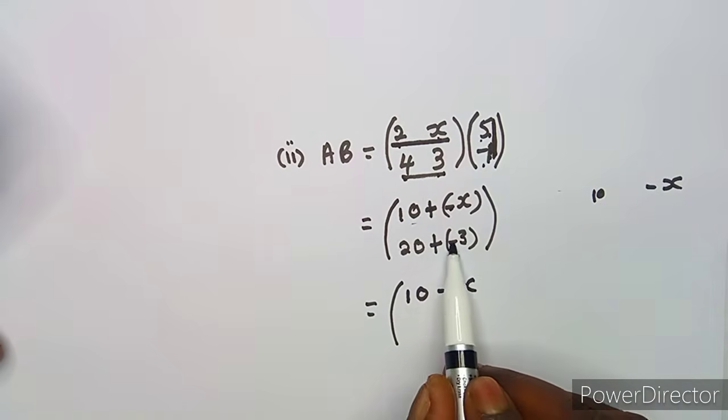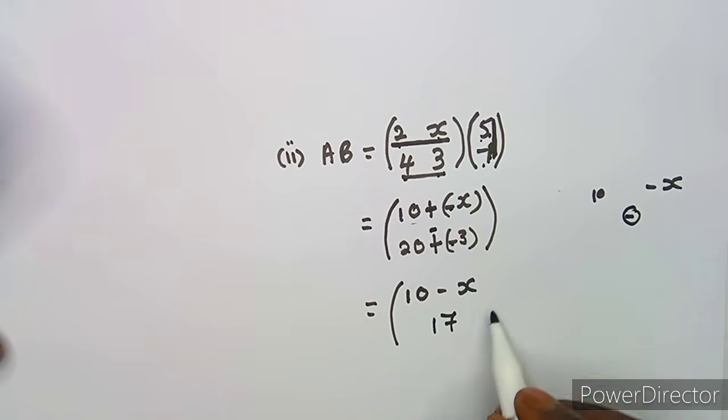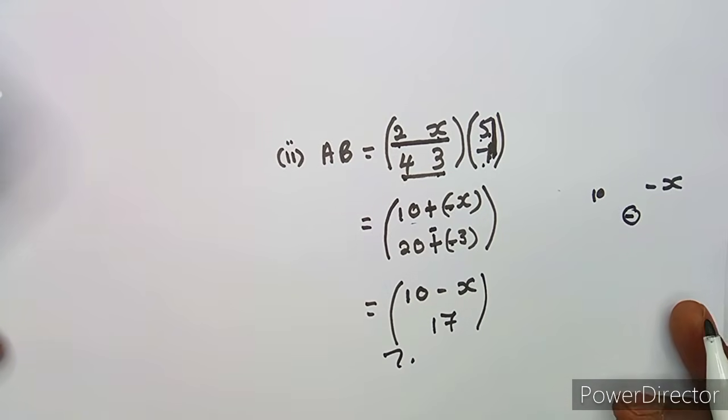Then you have got 20 plus minus 3, plus and minus, that's a minus. So it's 20 minus 3, which is going to give us 17. So that is going to be our AB. So as you can see, on this consideration, we are just combining terms which can be combined, but for unlike terms, don't simplify, just leave it like that.